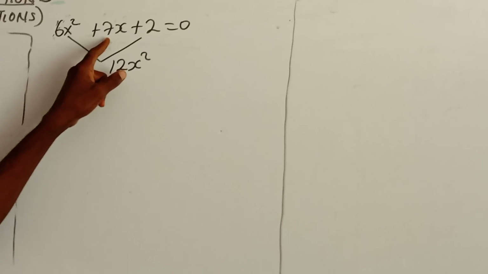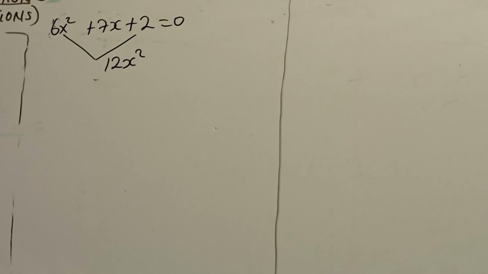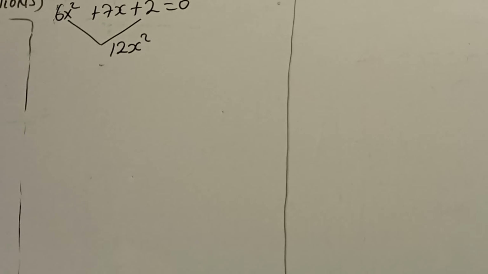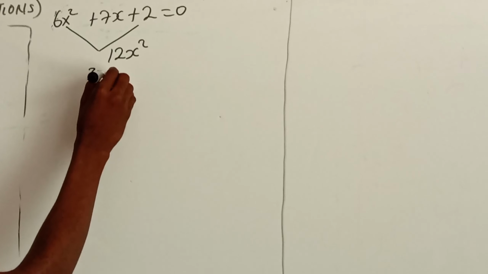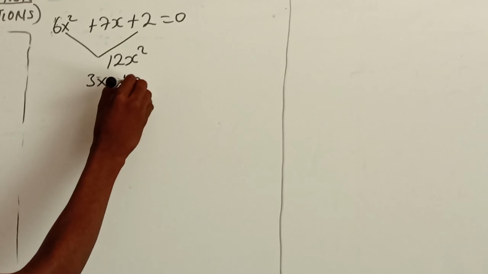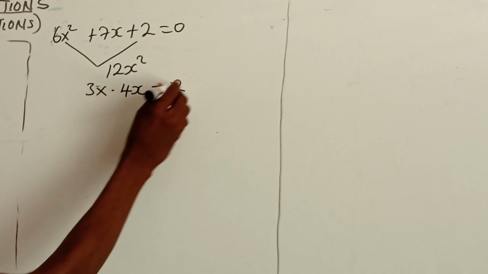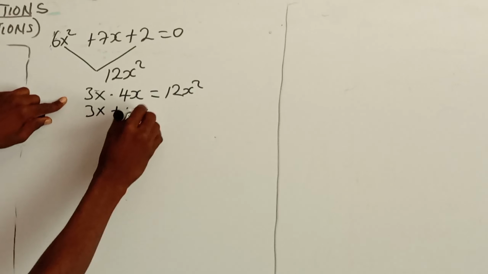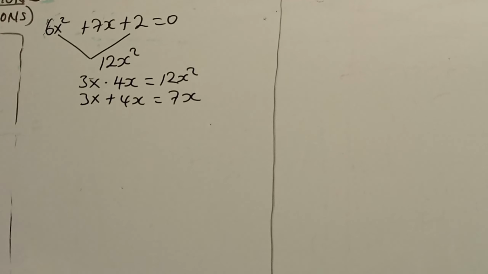Can we find the numbers? Yes. Let us think. Crack your brain. So let's think fast. Here it is 3x times 4x. 3 times 4 is 12, x times x is x². Then if you say 3x plus 4x, it will give us 7x. We have done it.